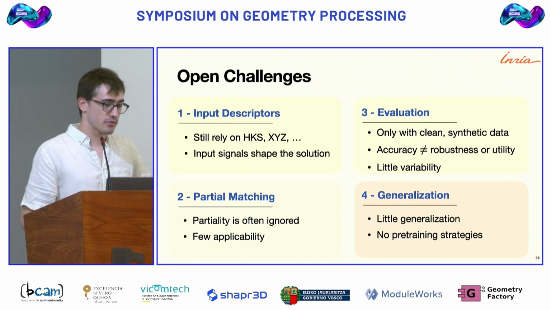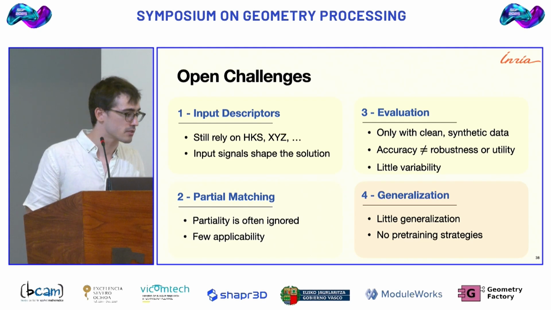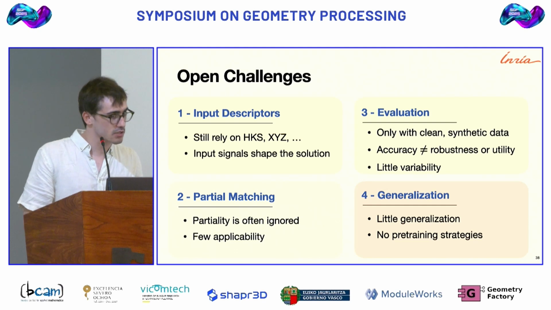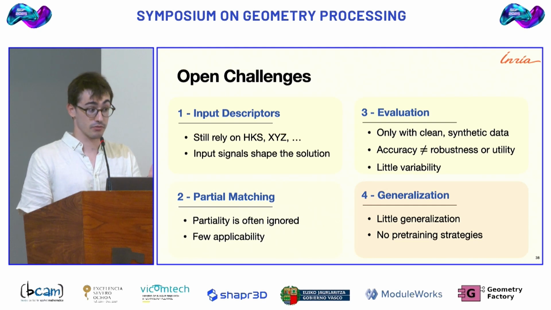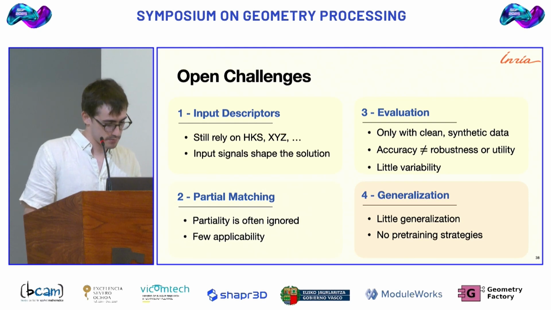And also, in most cases, the benchmarks have little variability. So we're working with human shapes or animals, but not even man-made objects, or shapes with big issues of topologies, let alone complex medical data.